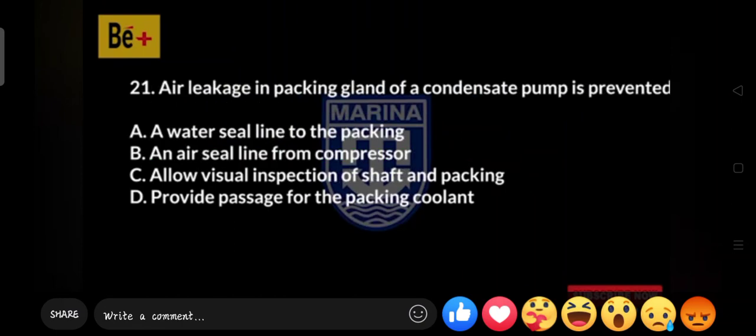Air leakage in packing gland of a condensate pump is prevented by A. Water seal line to the packing. B. An air seal line from compressor. C. Allow visual inspection of shaft and packing. D. Provide passage for the packing coolant. The answer is A. Water seal line to the packing.